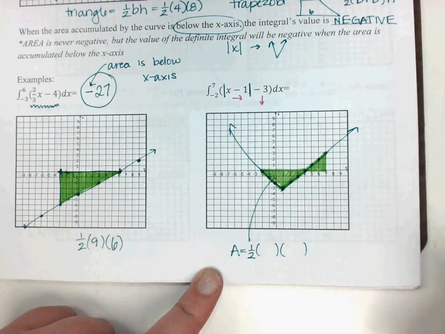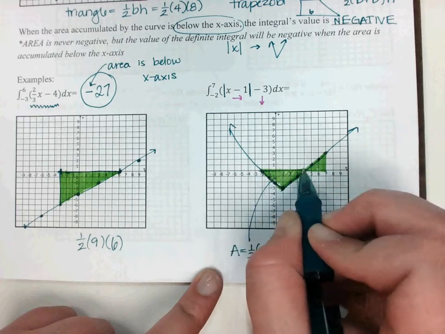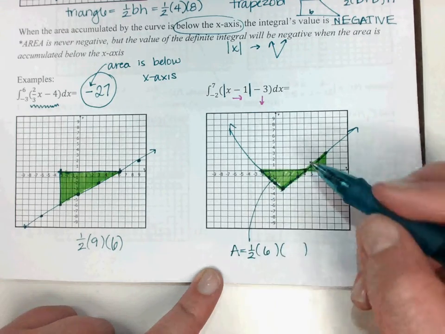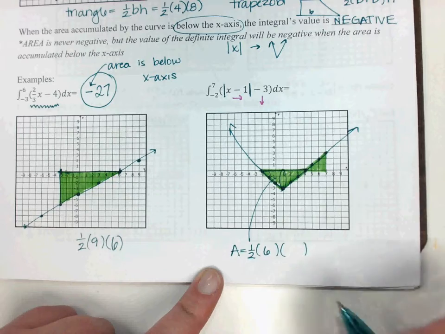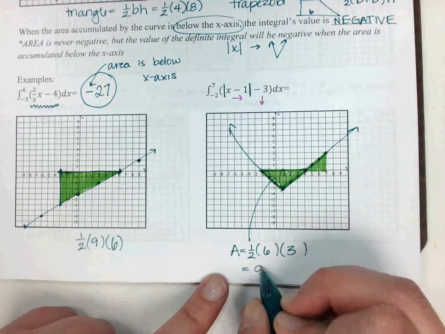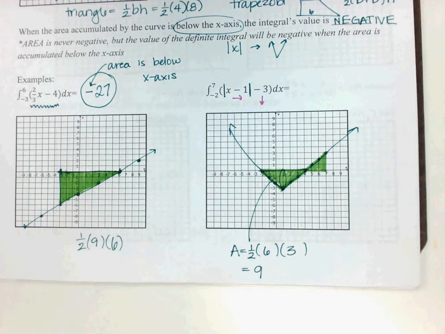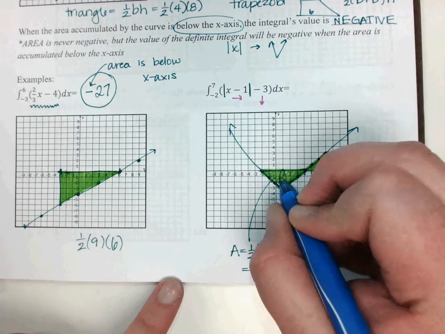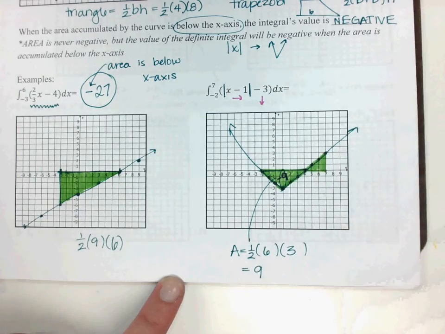Okay, 1/2 base times height. My base is 6. And it does look like the height is 3. So half of 6 times 3 is half of 18, which is 9. Now, what is the area? 9. What is the integral? -9. And do we understand the difference? So this little chunk in here is a -9.